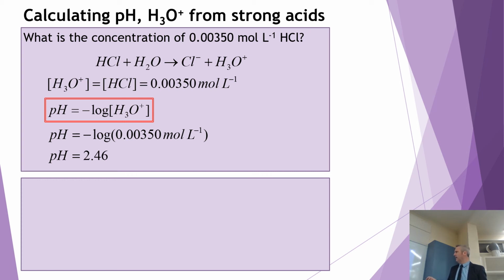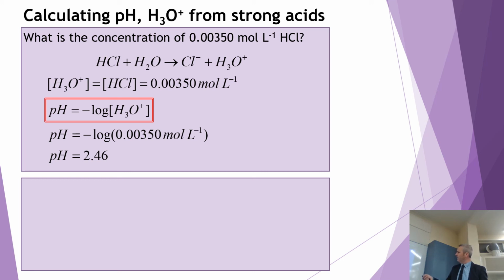Now that kind of makes sense, because if I was to write this in standard form, it would be 3.5 times 10 to the negative 3. And our pH is always the number that is just below the exponent. So if the exponent here is negative 3, this is going to be 2 point something. If it was negative 8, this is going to be 7 point something. So now we've found our pH, I can actually try something else with this.